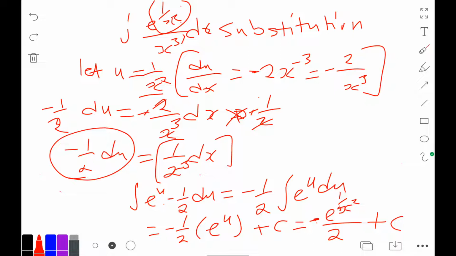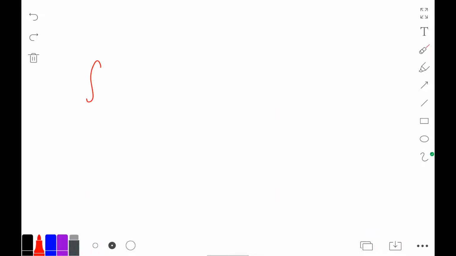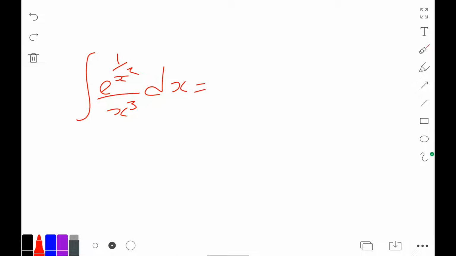Let me erase here and write the integral of e to the power 1 over x squared over x cubed dx. We found that it equals negative e to the power 1 over x squared over 2 plus c. So this is very simple. This is the answer of that integral.